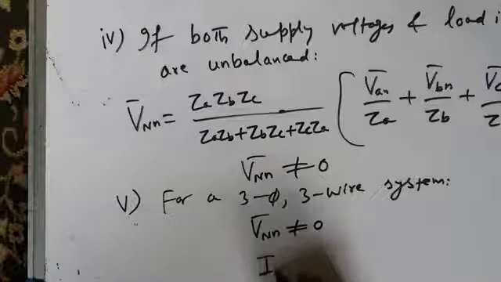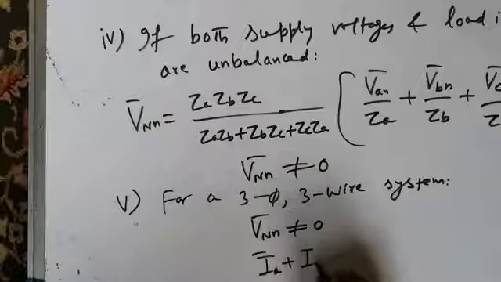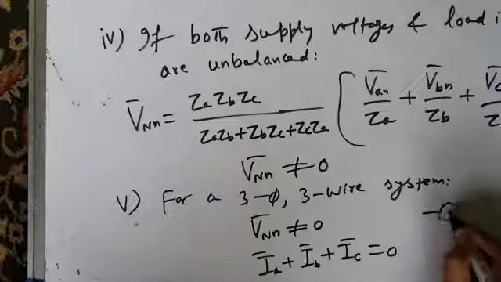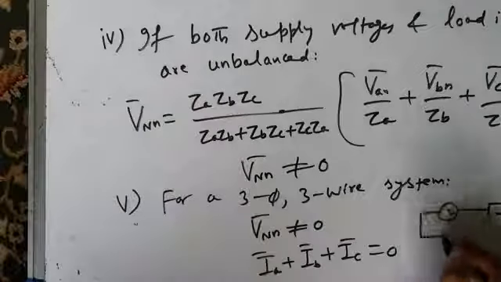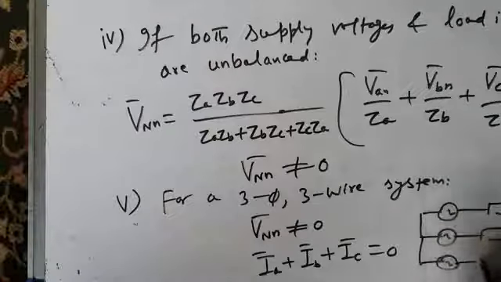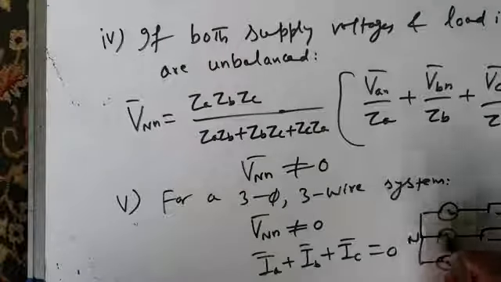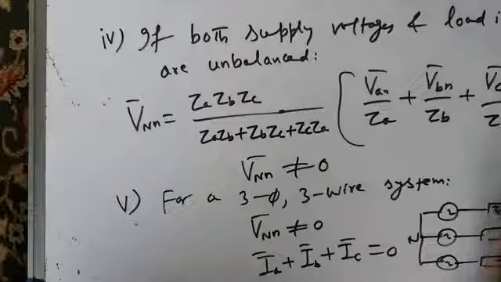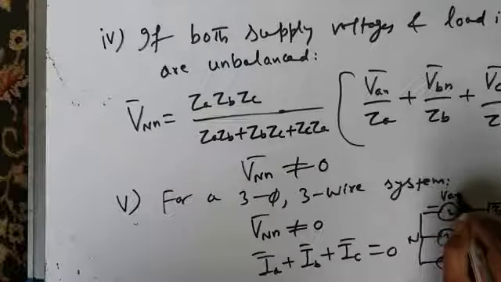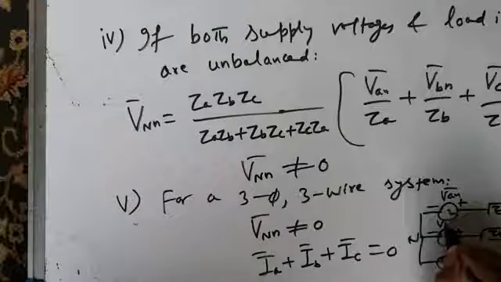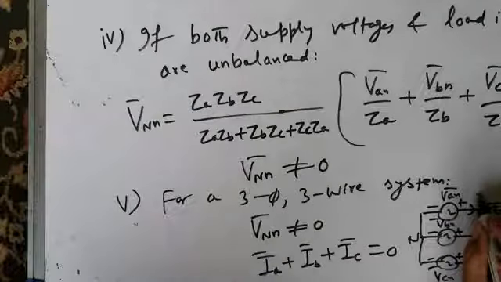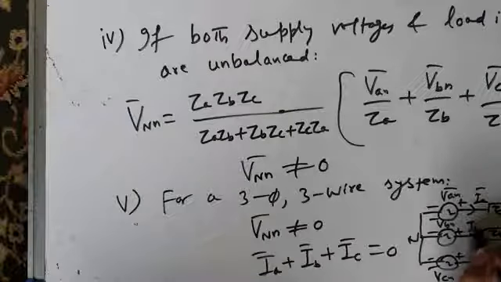But the sum of three line currents, IA plus IB plus IC, is equal to 0 because this is your three-phase system. You are not providing any neutral. This is N, this is N, this is ZA, this is ZB, this is ZC, this is VAN, this is VBN, this is VCN, this is line current IA, this is line current IB, this is line current IC.